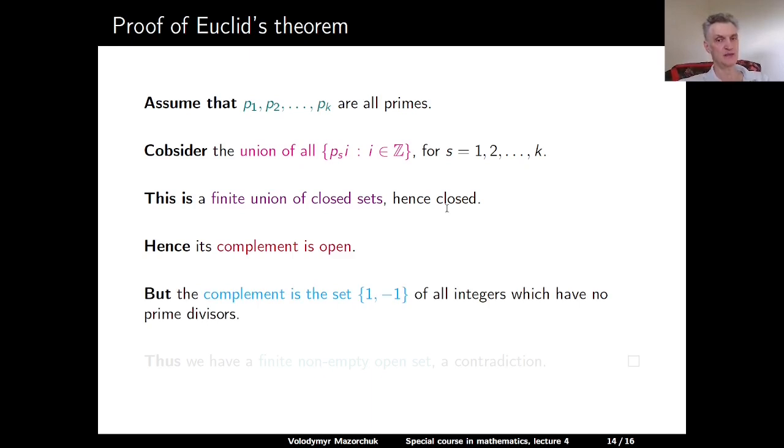But the complement to this set, so this is the set of all integers which are divisible by at least one prime number. There are only two integers which do not have prime divisors. These are 1 and -1. So the complement to this closed set is the set which consists of two elements, 1 and -1. So the set of 1 and -1 should be open. But that's a contradiction. We saw that all open sets in this topology are infinite. And this contradiction completes the proof of Euclid's theorem.